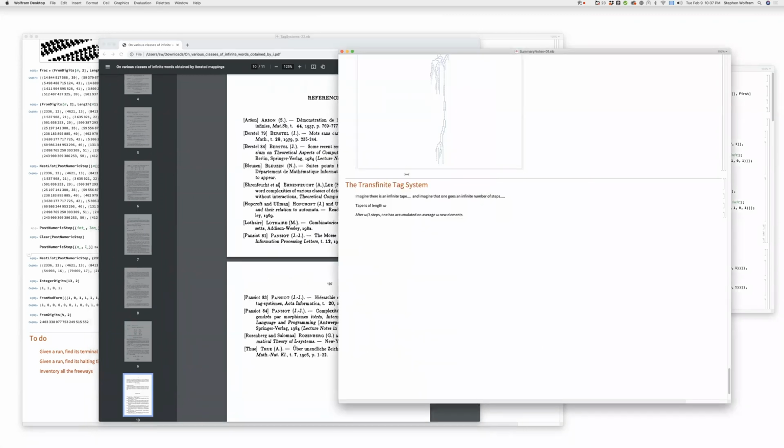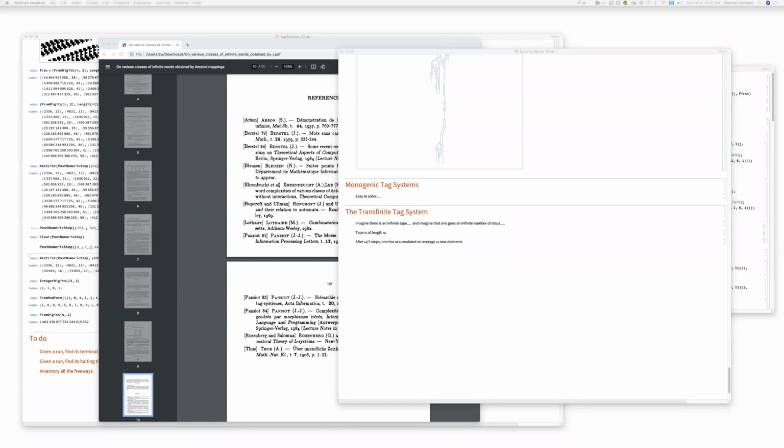It's worth commenting that the monogenic tag systems, which are easy to solve, and they're just... okay. All right, let's look for the one other reference here. No, same person.